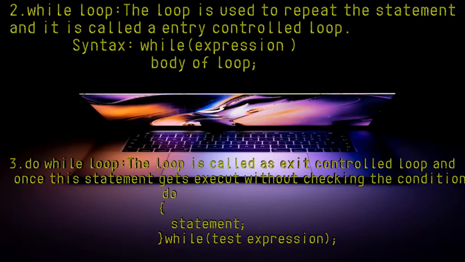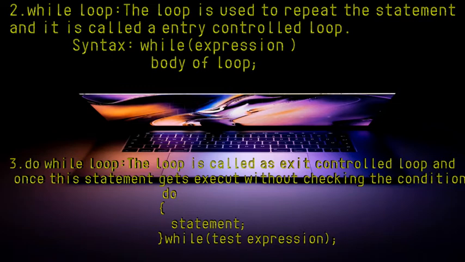When we talk about an entry control loop, it means that it will check the initialization and the expression to be evaluated before the loop enters the body of the loop. All that will be evaluated, then only the loop statement will work. That is the purpose of a while loop.